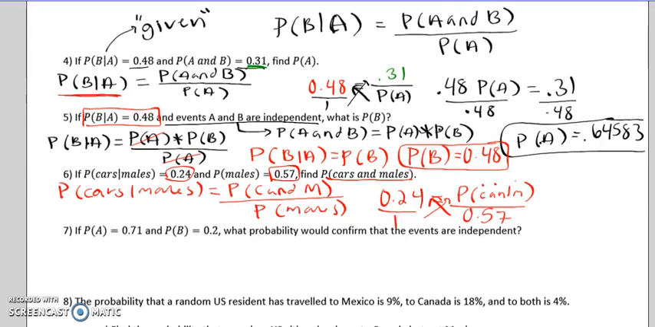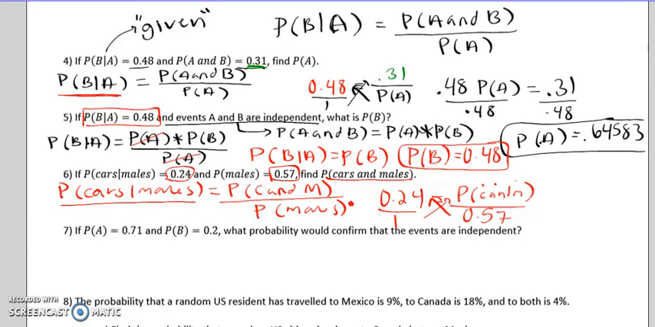All right, just to go back a little bit, recapping what I just said in the last video. So we've got probability of cars given males is 0.24, probability of males is 0.57. We're trying to find the probability of cars and males. So we plugged in 0.24 to the formula for cars given males. We plugged in 0.57 for the denominator of just the probability of males. And now we're trying to solve for car and male.